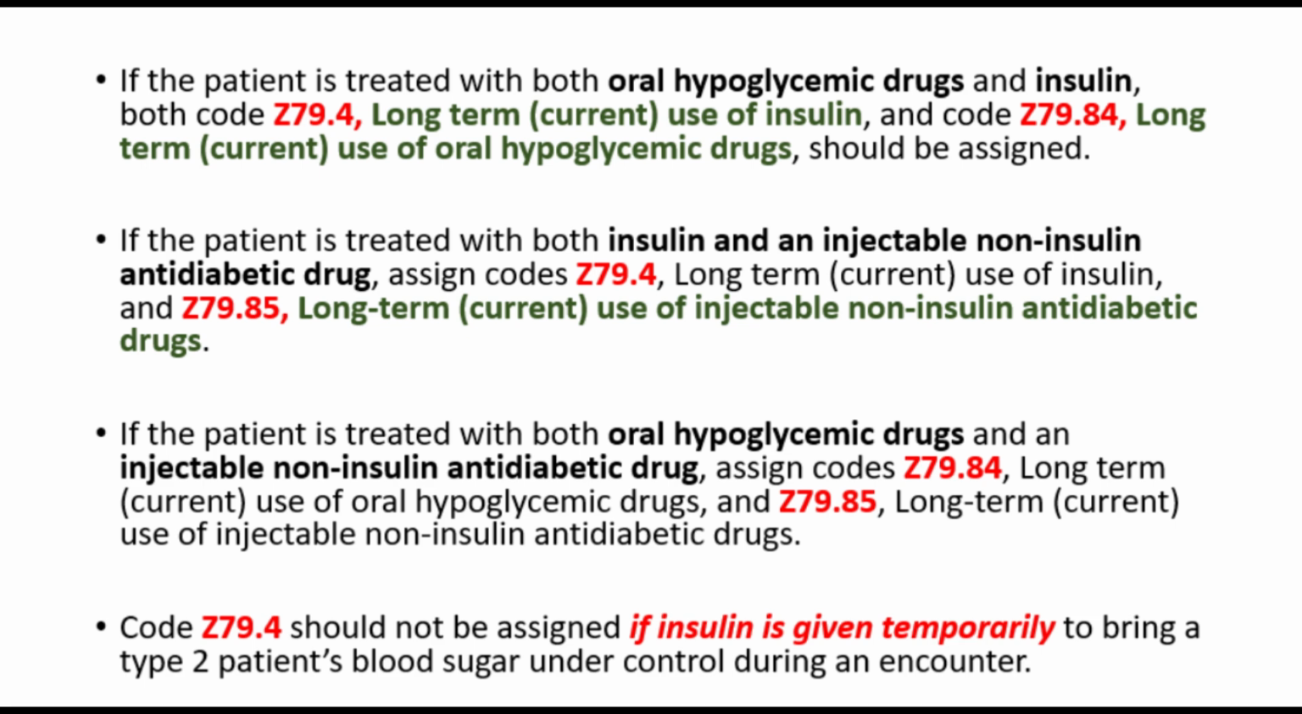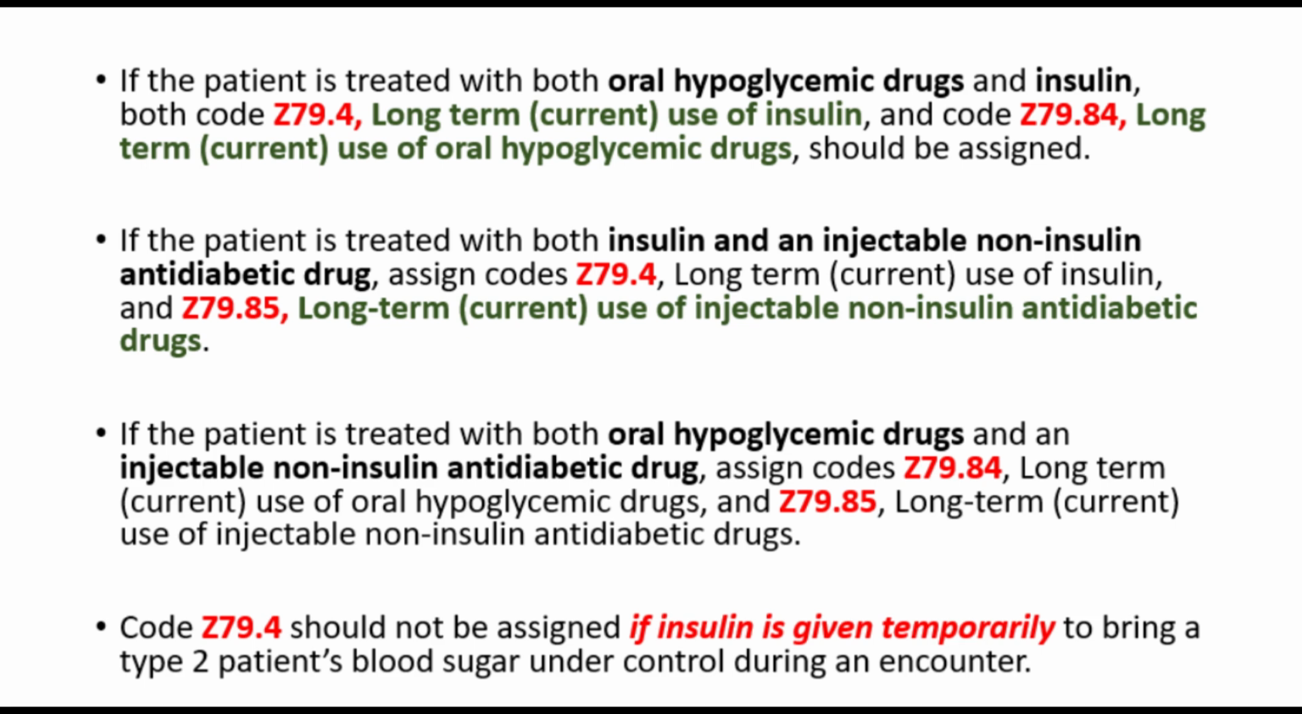If the patient is treated with both insulin and an injectable non-insulin anti-diabetic drug, assign codes Z79.4, long-term use of insulin, and Z79.85, long-term use of injectable non-insulin anti-diabetic drugs. If the patient is treated with both oral hypoglycemic drugs and an injectable non-insulin anti-diabetic drug, assign codes Z79.84, long-term use of oral hypoglycemic drugs, and Z79.85, long-term use of injectable non-insulin anti-diabetic drugs.